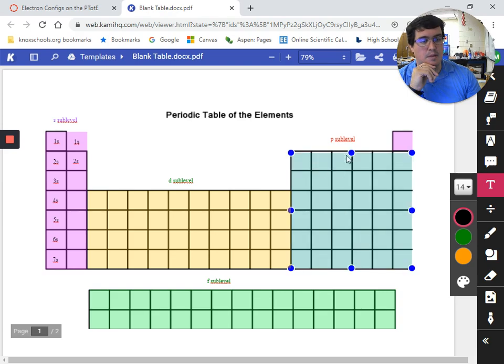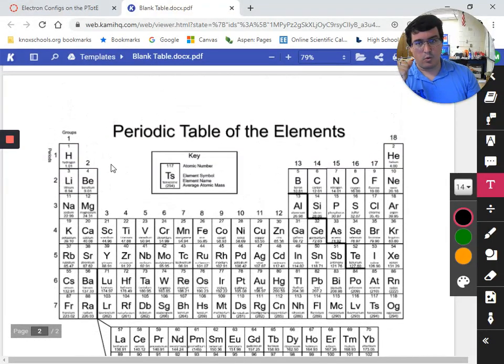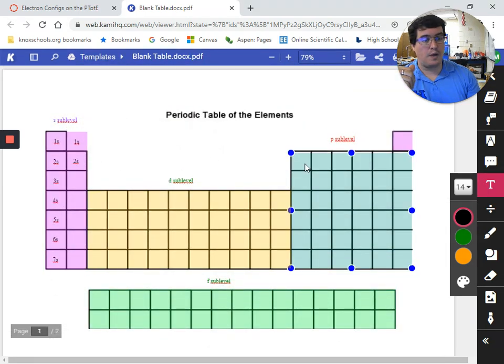Now let's go look at the P block, okay? So like I already said, we go from element 1 to element 2 to element 3 to element 4. The next thing after 4 is 5, right? That's element number 5. There's element number 5. That's boron. It's the first one in the P block. Notice it comes after 2S.